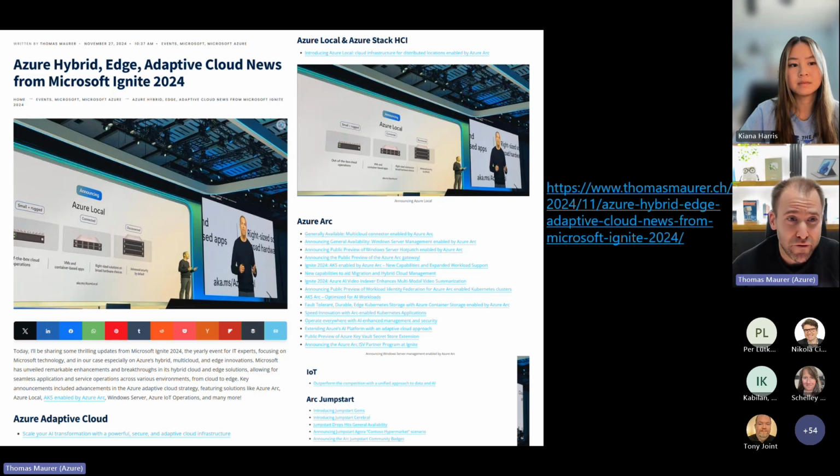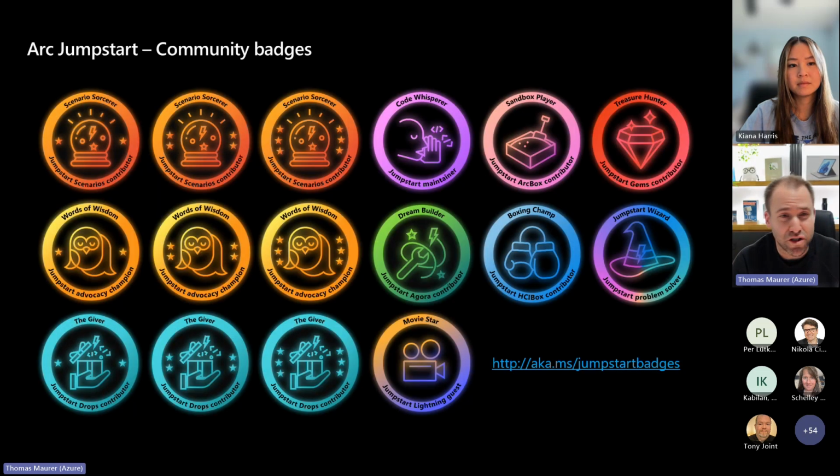Then something we officially launched at Microsoft Ignite, but announced basically a week before, was the Arc Jumpstart community badges. For those who haven't seen that, we put a link in there as well to this program. It's something really to recognize the community working on Arc Jumpstart related projects and doing scenarios and providing help, helping us with finding issues and fixing stuff or providing code, developing drops. So we have a ton of different things there on Jumpstart badges.